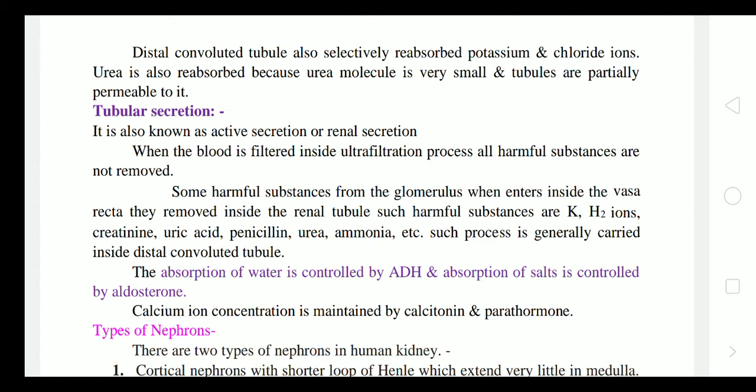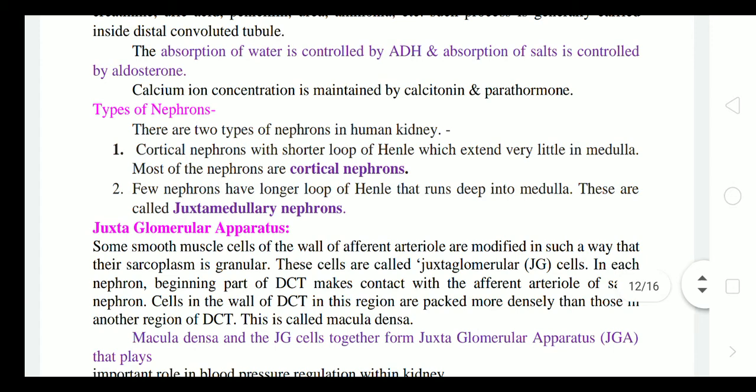The absorption of water is controlled, and some amount is reabsorbed in tubular reabsorption. So tubular secretion is nothing but the insertion of an amount of urea and other waste material again into the urine. The absorption of water is controlled by ADH and absorption of salts is controlled by aldosterone. Calcium ion concentration is maintained by calcitonin and parathormone.